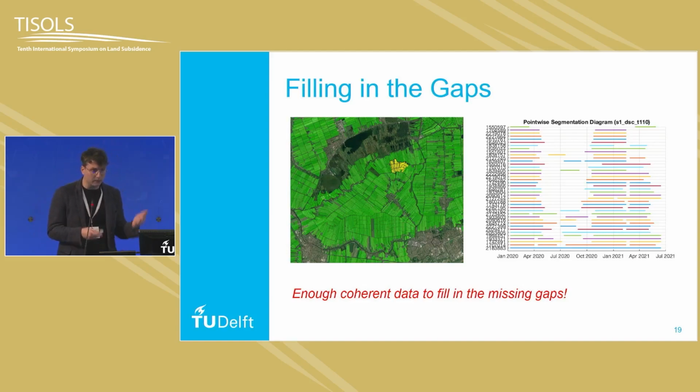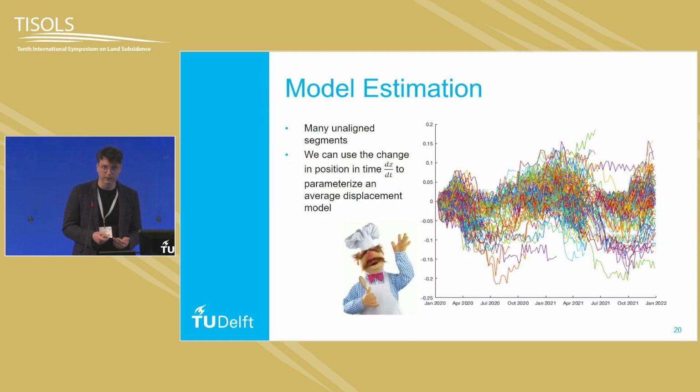So now I can go back to those segments that I showed you earlier, and if we just plot them all together, all of them starting at 0 with some kind of unknown shift between them, you see it's a mess. It's like spaghetti with the Swedish chef. And so we need to reposition all of these segments with respect to each other in a way that makes sense. And the way we do that is we look at the change in position over time.